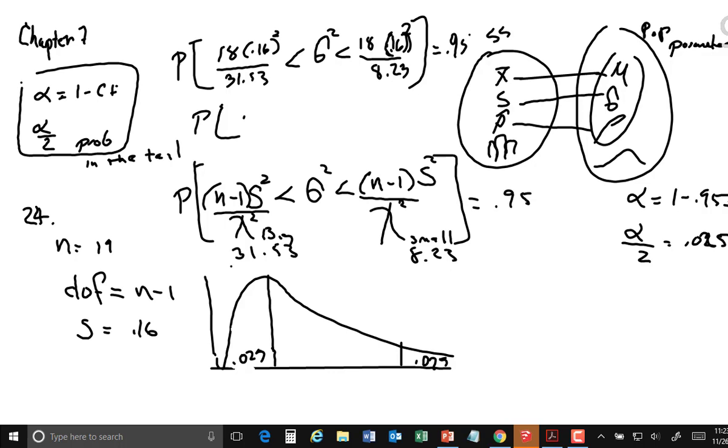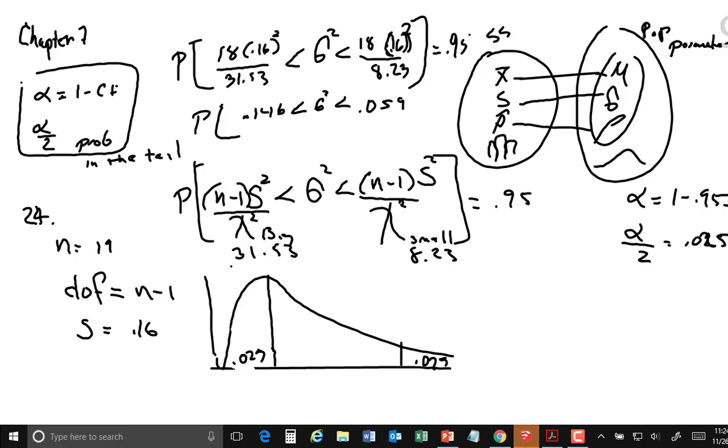0.4608. I want to divide that by 31. What is that? It's 0.146, less than sigma squared. And this other one? Let's see, something went wrong.